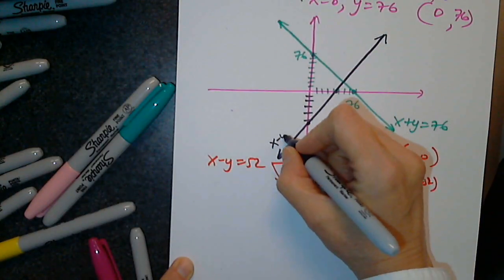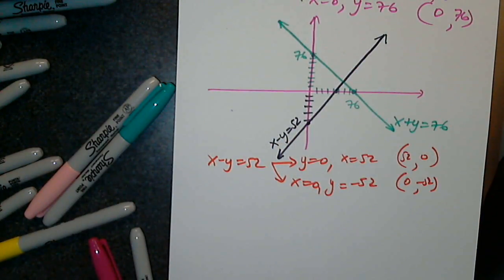I graphed x minus y equals 52. Now I stop for a moment and look at this graph. I know that when I solve systems of two linear equations in two variables, there are three possibilities: possibility 1, possibility 2, and possibility 3. Which one is this? 1. Unique solution. One solution.